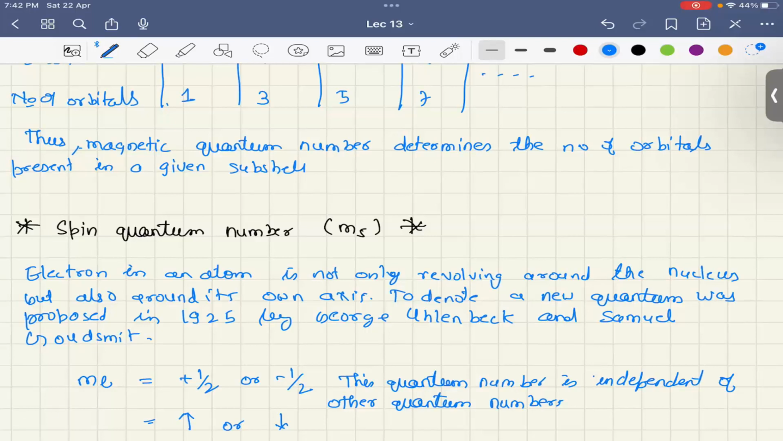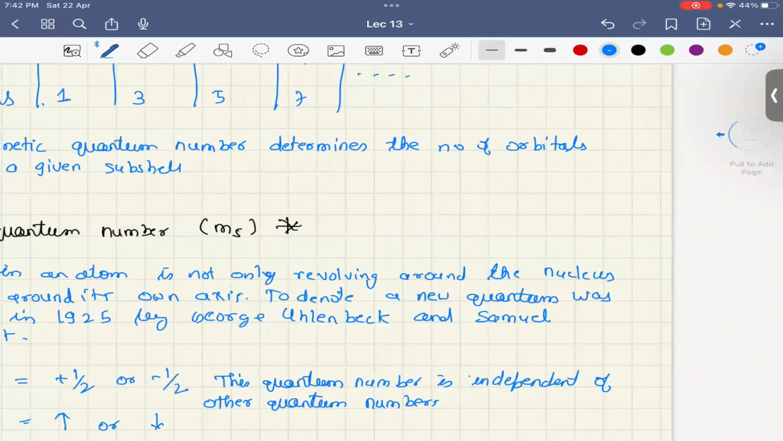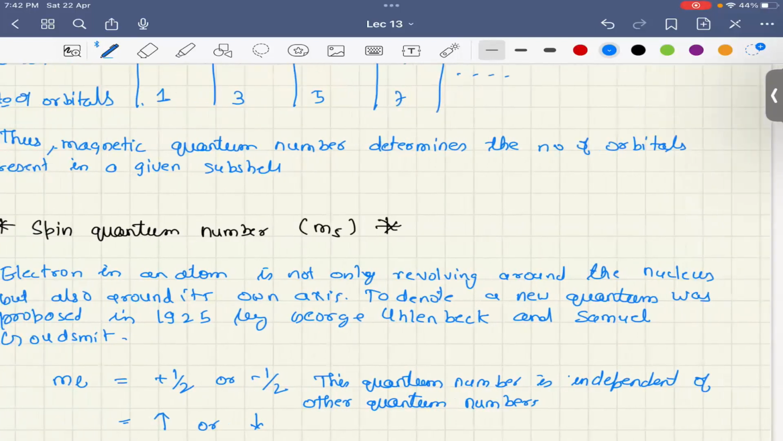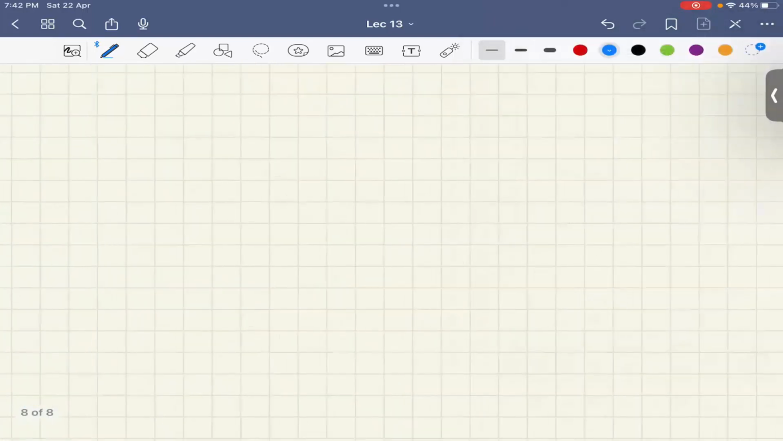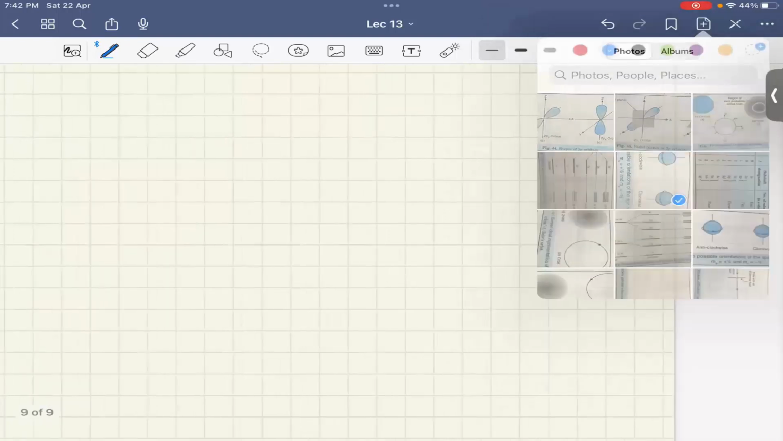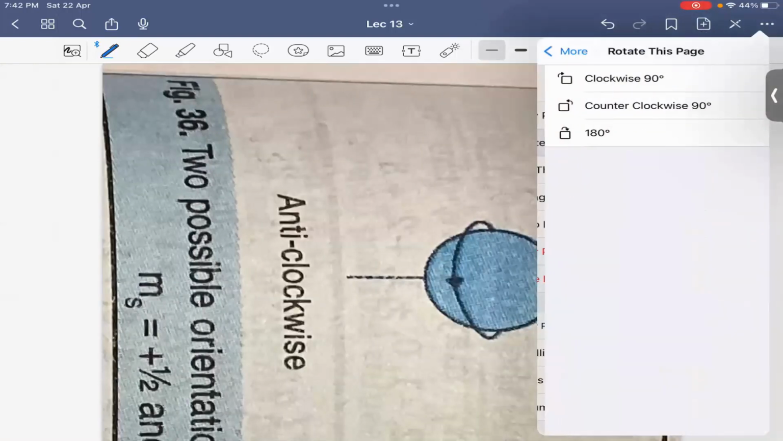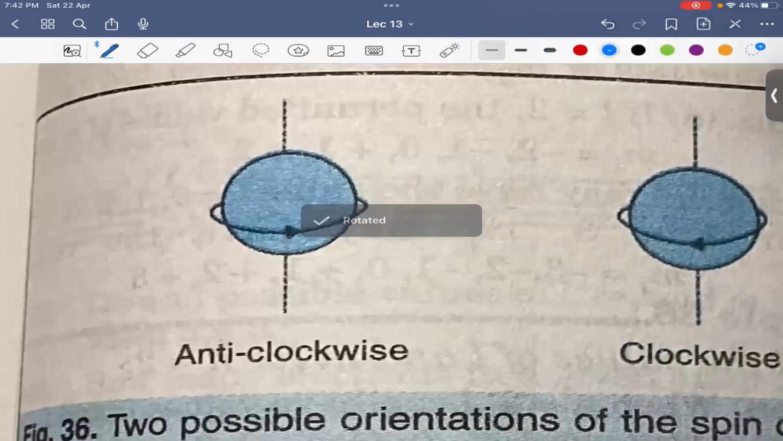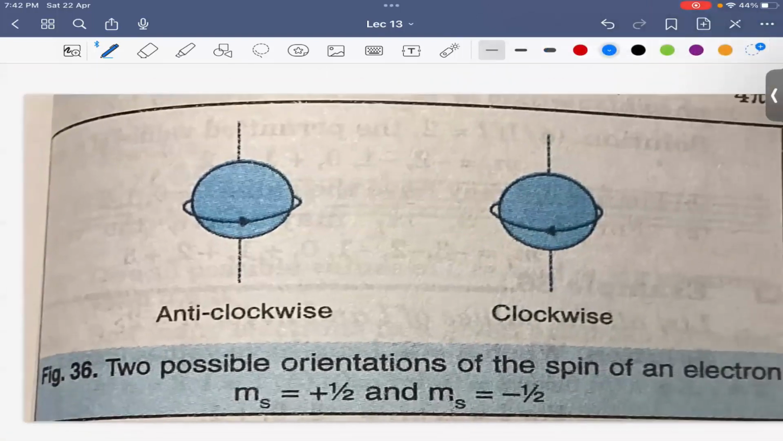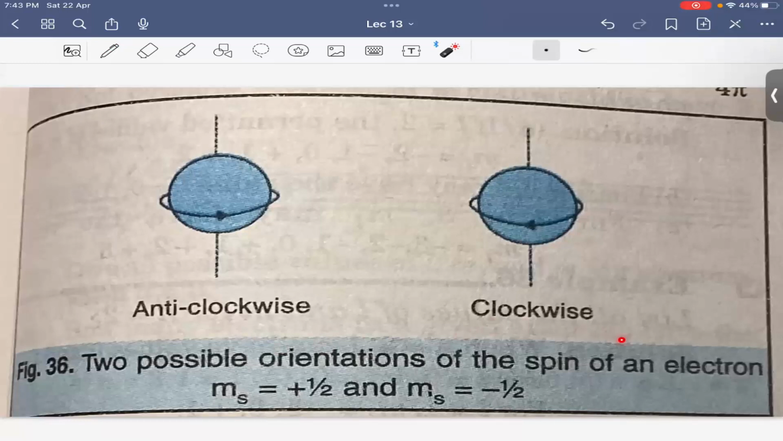So in order to understand this, let me grab a picture. This would be the pictorial representation. So this is the anti-clockwise spin, and this is the clockwise spin, and the possible orientations of spin of an electron are plus half and minus half, right?